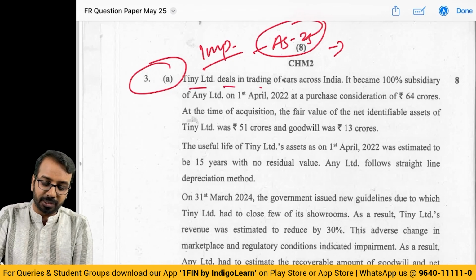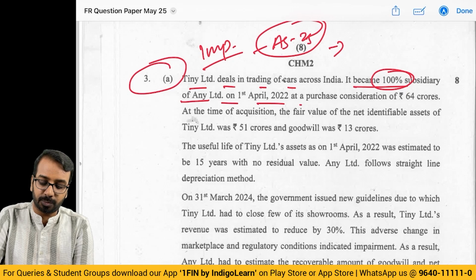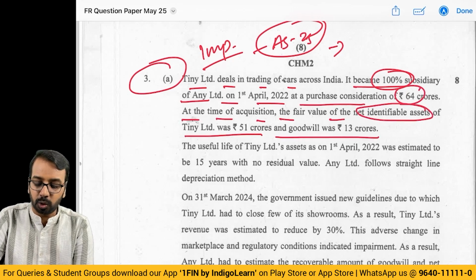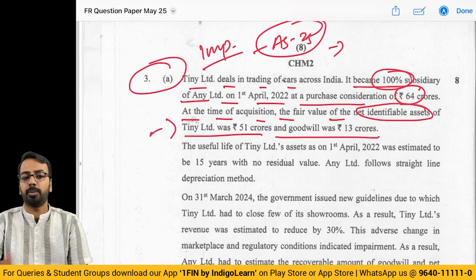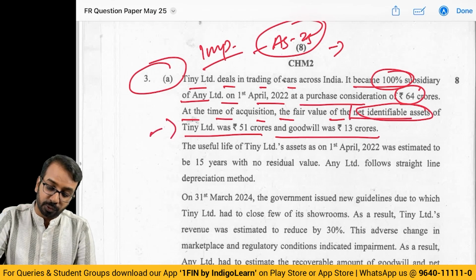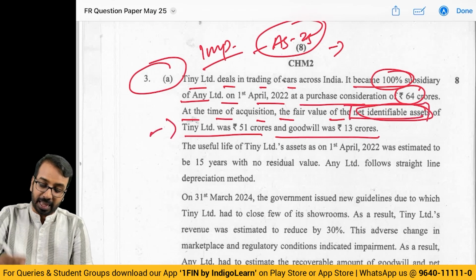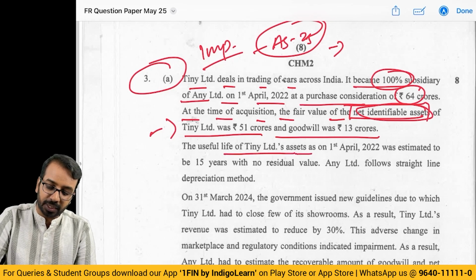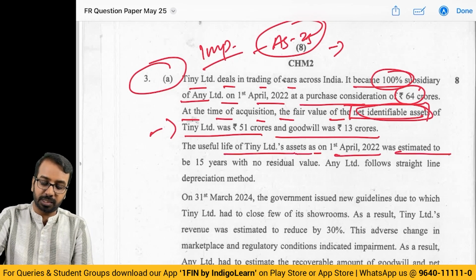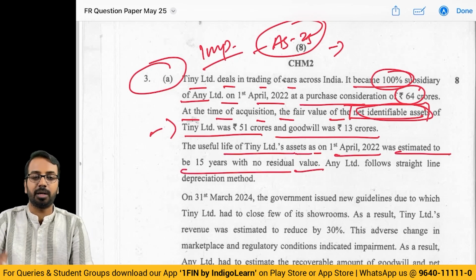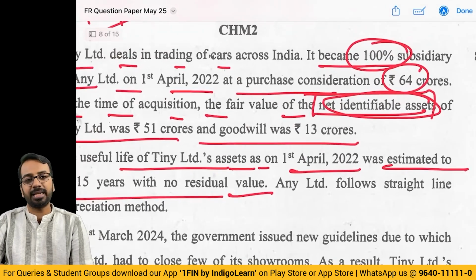Tiny Limited deals in trading of cars. It became 100% subsidiary of Annie Limited on 1st of April at a purchase consideration of 64. At the time of acquisition, fair value of net identifiable asset was 51, goodwill was 13. So far so good, no problem. I have a problem here because they have used the term net identifiable asset and they have said life of Tiny Limited asset on 1st of April was estimated to be 15 years with no residual value. Now tell me one thing, what is net identifiable asset?